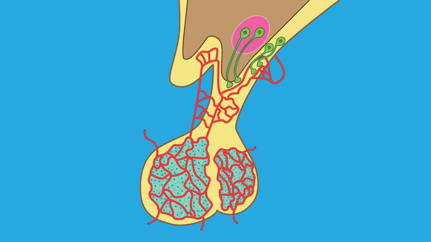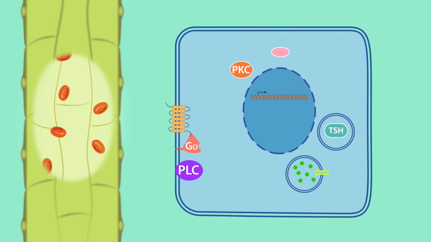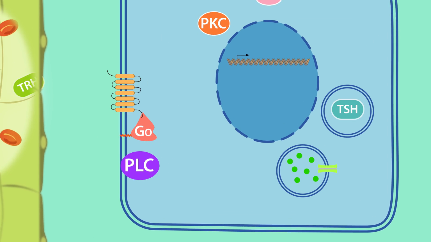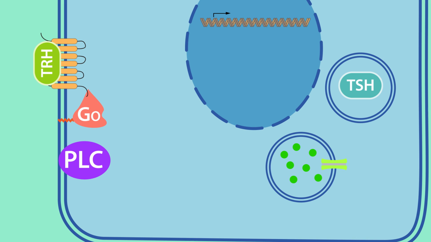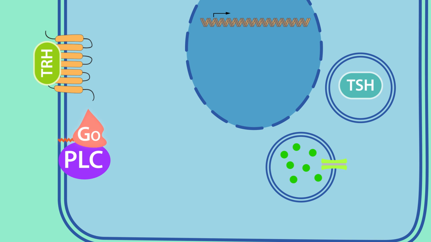To start with, TSH is synthesized and released from specialized cells called thyrotropes, which are located in the anterior pituitary. This process begins when the thyrotropin-releasing hormone, or TRH, binds the TRH receptor, which belongs to the G protein-coupled receptor family. Binding of TRH to the TRH receptor activates the enzyme phospholipase C, or just PLC, which then leads to the formation of diacylglycerol, or DAG, and inositol triphosphate, or IP3 for short.